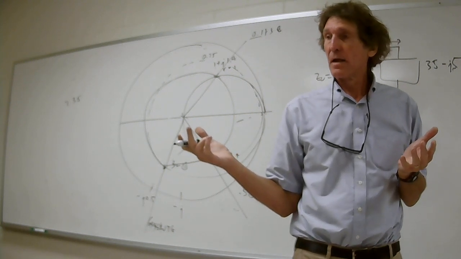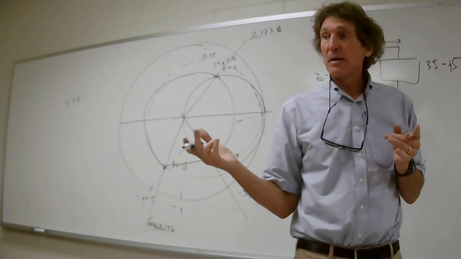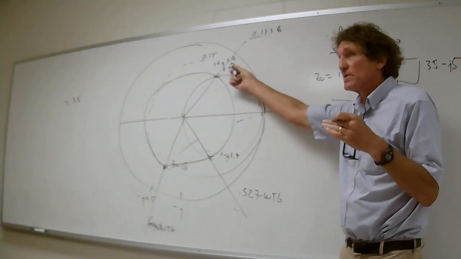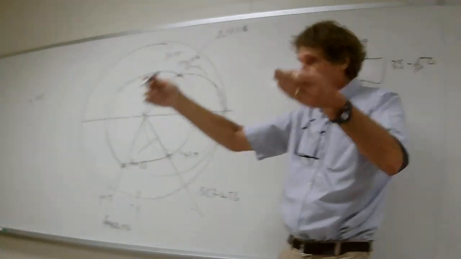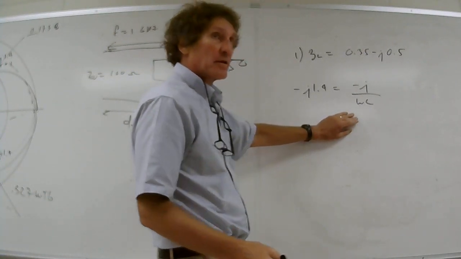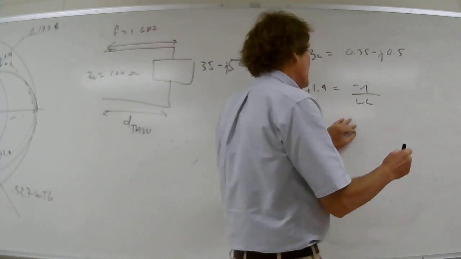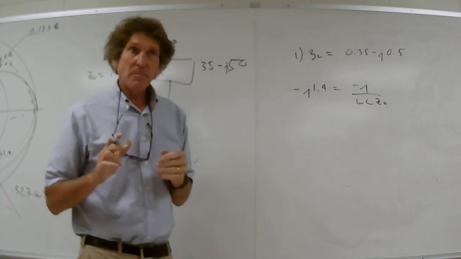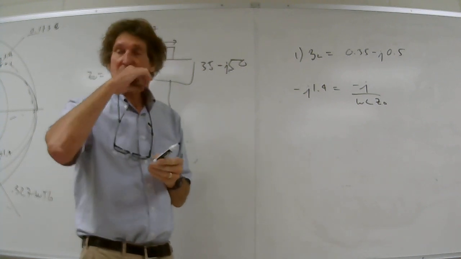Wait, so why did we do the minus j 1.4? Because it's a capacitor. That's right. We are saying we need a capacitor. This is a positive j. We need to add in series with it a minus j. Okay. All right, now that's not normalized yet, right? So to normalize, I have to divide this by Z naught. Everybody follow me on this? Are you with me on this one?